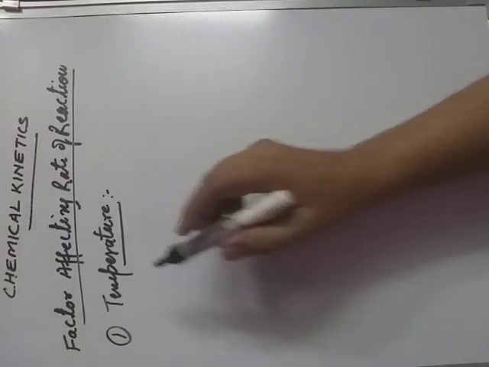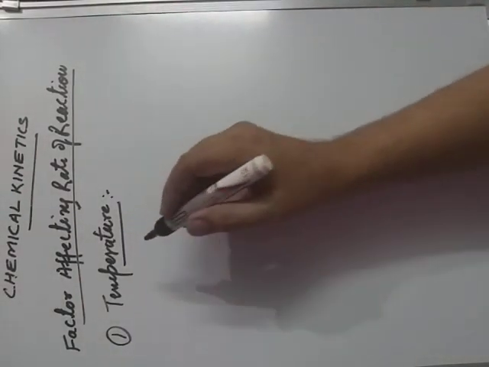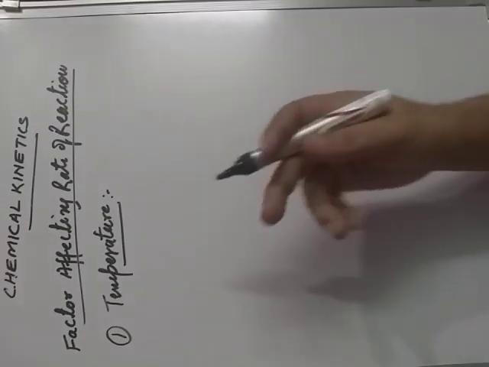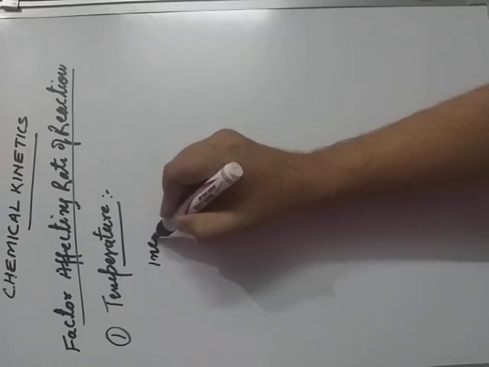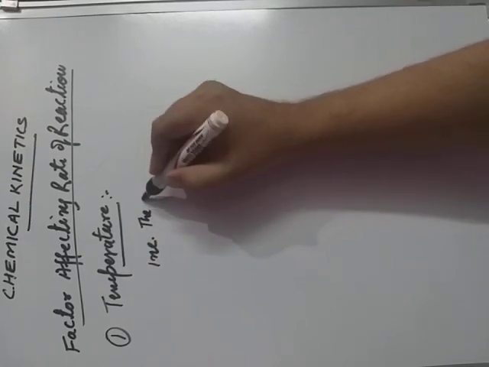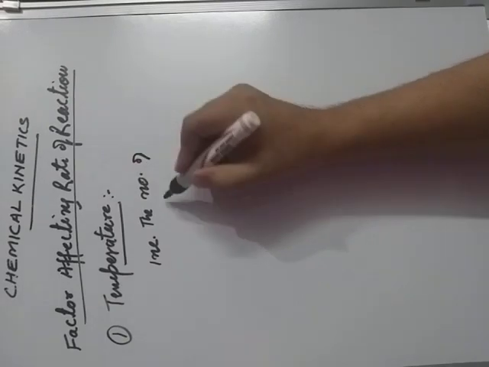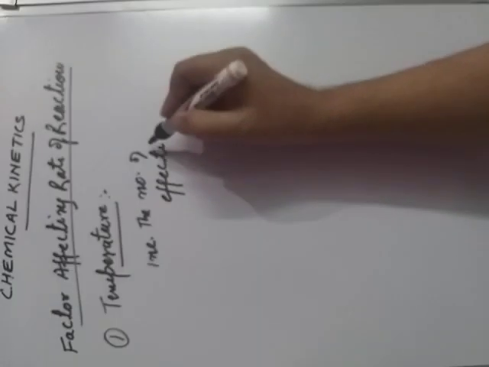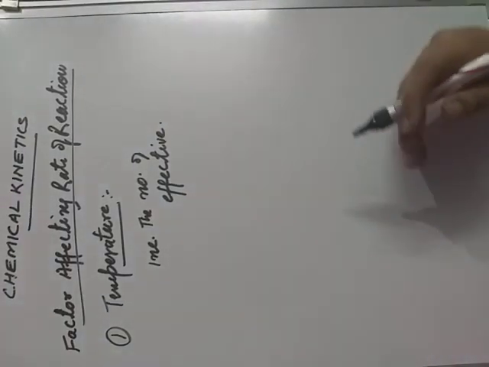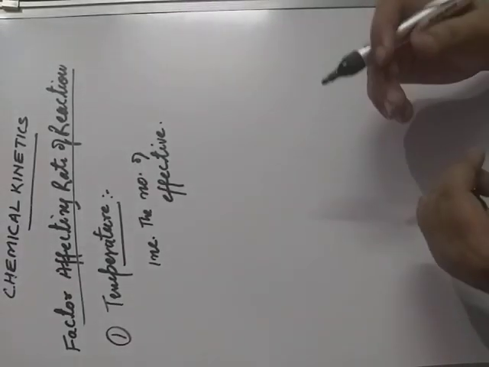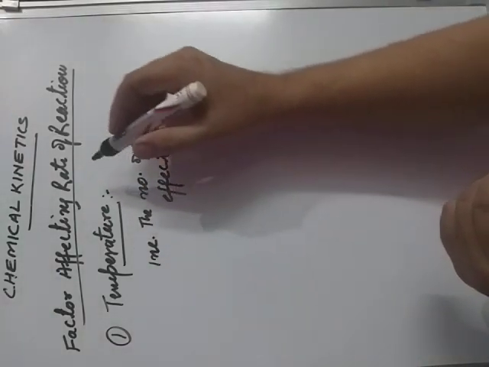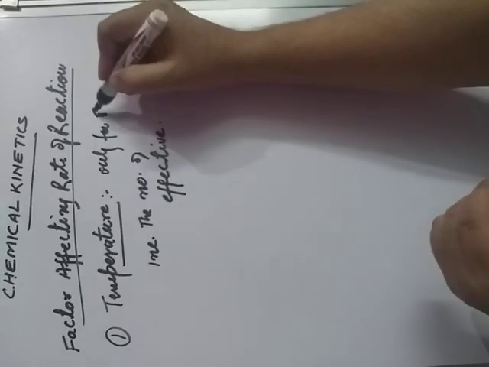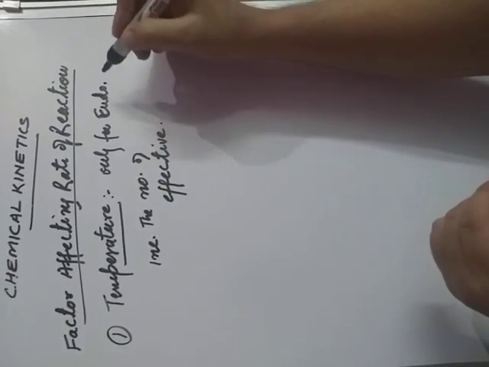So what is the effect of temperature? Temperature increases the kinetic energy of the reactant molecules. So we can say it directly increases the number of effective collisions. So the number of effective collisions increases due to increase in kinetic energy of the reactant molecules, and it is only for what? Endothermic. Reason is what?